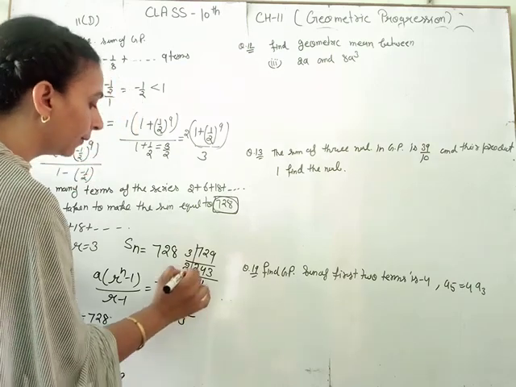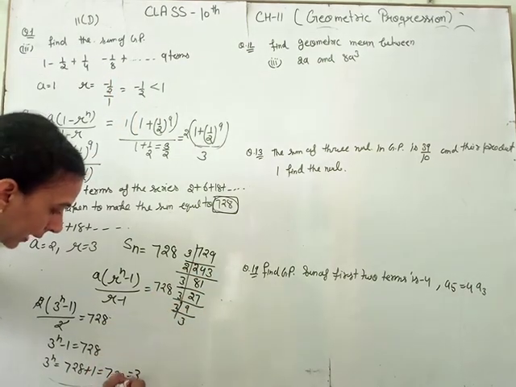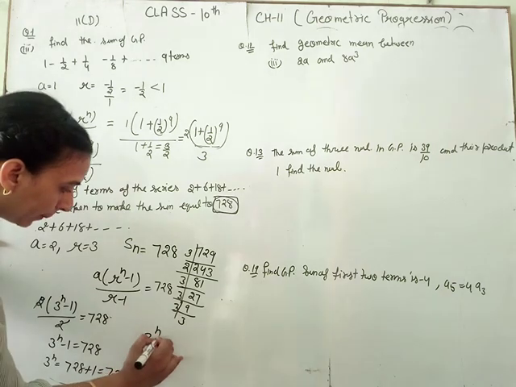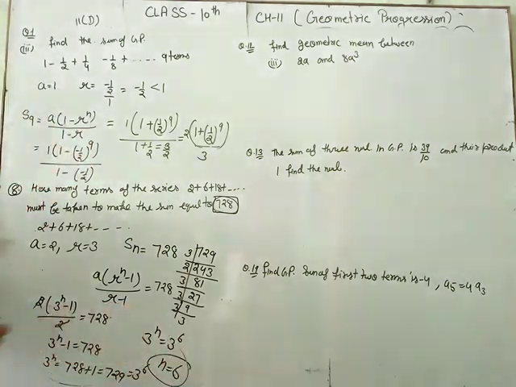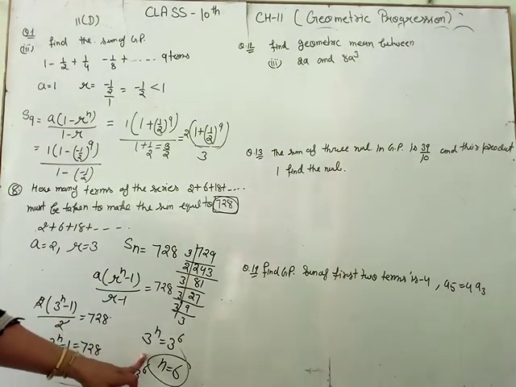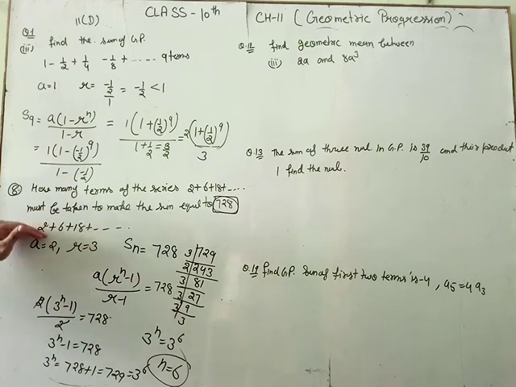1, 2, 3, 4, 5, 6. This is equal to 3 raised to the power n, 3 raised to the power 6, so n equals 6. This is the sum of 6 terms of this sequence.